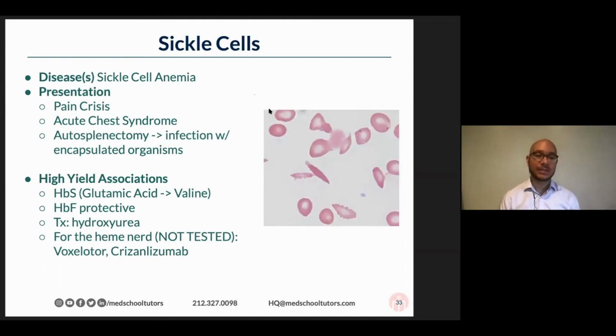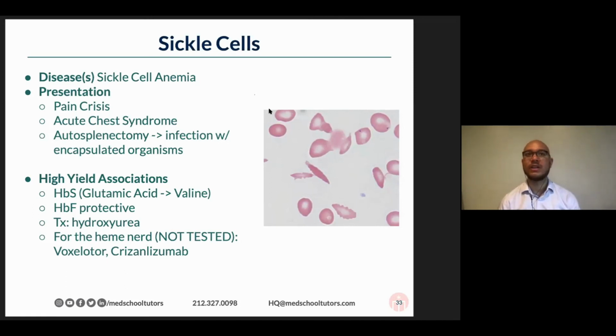From a basic science perspective, the sickle cell allele replaces the glutamic acid with valine. We know that hemoglobin F is protective. The therapy is hydroxyurea. But for all the heme nerds out there, there's actually been an explosion of other therapies that treat sickle cell, like voxelotor and crizanlizumab. But again, this will not show up on your examinations.